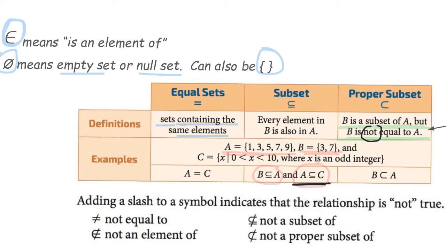All right, adding a slash through any symbol indicates the relationship is not true. If we add a slash through an equals, it's not equals. Slash through element of, it's not an element of. Slash through subset of, it's not a subset and not a proper subset.